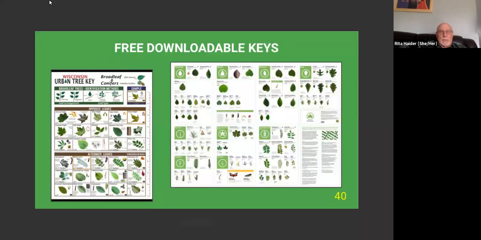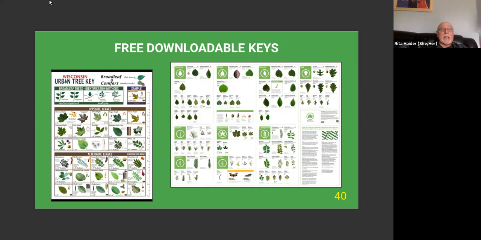Also downloadable for free is the Wisconsin Urban Tree Key. This is 8.5 by 11, two sides, and it's really great for walking in neighborhoods. It has not only a number of the common forest trees, but it has things like Japanese tree lilac and Japanese maple, things that are not native to our forests, but you may want to identify.